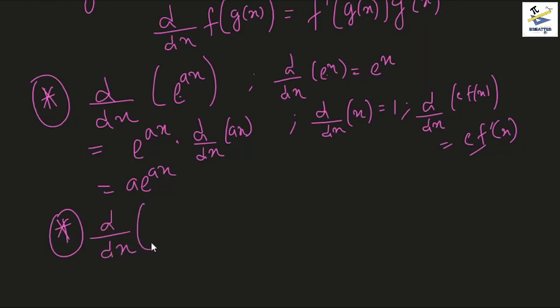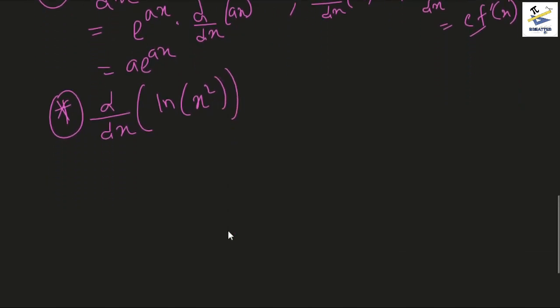d/dx of ln of, let's say, x squared. So how do we do this? Well, first we think what the d/dx of ln x is, because the first function is ln of x, right? So d/dx of ln x is equal to 1 by x. So pretend as if this function is ln of x, and we write the derivative as 1 by x squared. So do not directly write 1 by x, because you just need to pretend.